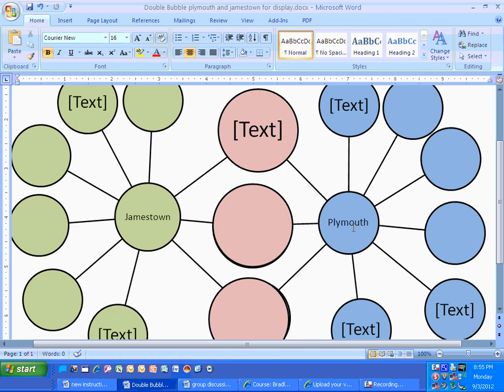And what I want you to do before you even get started is to color code it. I want Jamestown to be lightly shaded green, Plymouth to be lightly shaded blue, and then in the center I'd like it to be lightly shaded red.